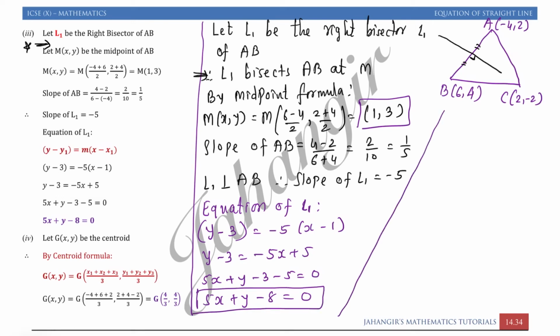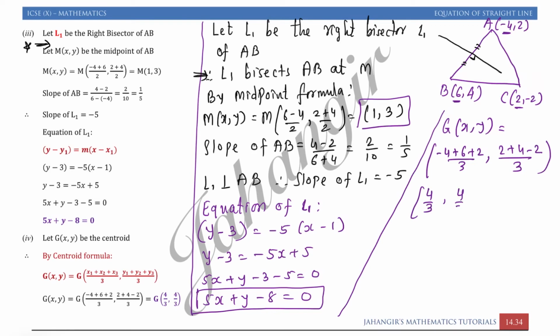Now we have to find the fourth part, where we have to find the coordinate of centroid G. So coordinate of centroid G is Gx comma y, that is equal to (x1 plus x2 plus x3) divided by 3, minus 4 is x1, x2, x3, comma (2 plus 4 minus 2) divided by 3. So 6 to 8, 4, 4 by 3 comma 4 by 3. This is the coordinate of the centroid G.